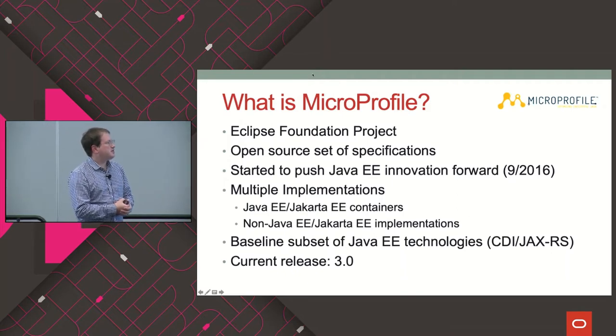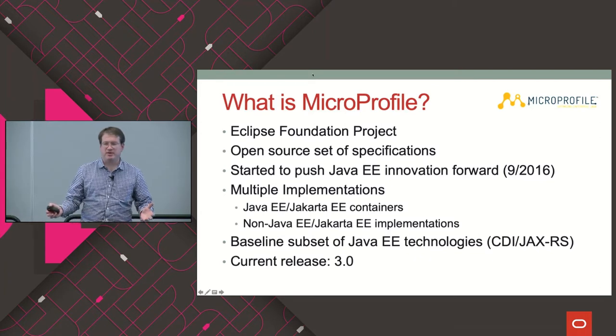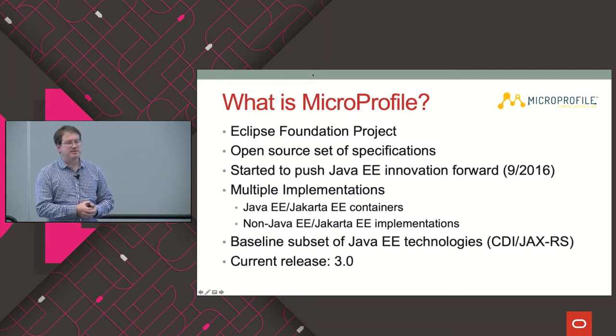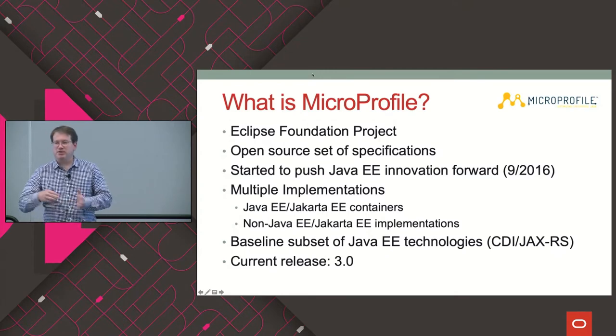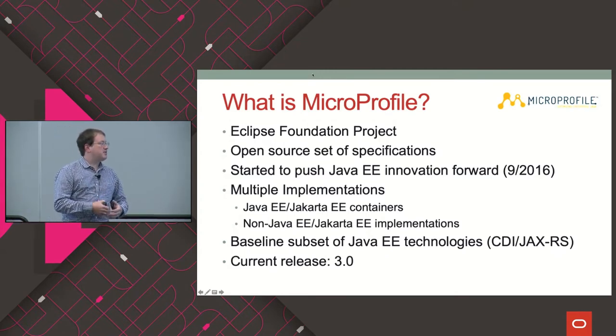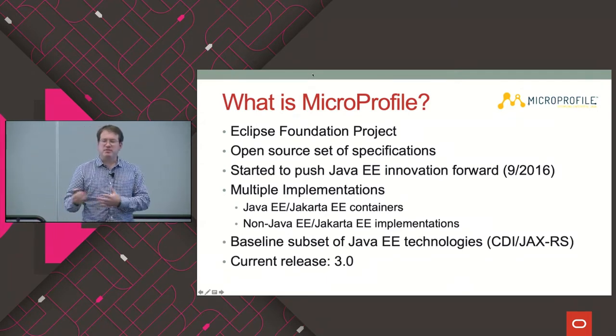Just like Jakarta EE, there are multiple implementations. So there are implementations that are a part of your Java EE, Jakarta EE containers. Like Payara, TomEE, Open Liberty implement not only Jakarta EE, Java EE, but also the Eclipse MicroProfile. So you get both of them within the same container. There are also some non-Java EE, Jakarta EE implementations of the MicroProfile as well, which do not have some of the same features.